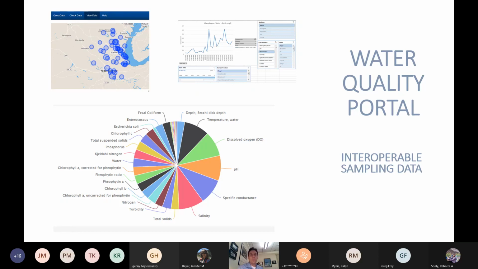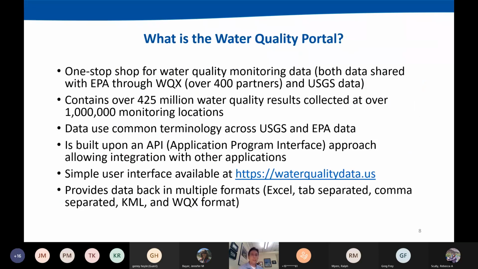So the Water Quality Portal really is just kind of broad publishing of data, and the data are published in such a way that you can really use them in whatever way you want. And I'll show you some examples of that here in a minute. So the Water Quality Portal is this one-stop shop for water quality monitoring data.